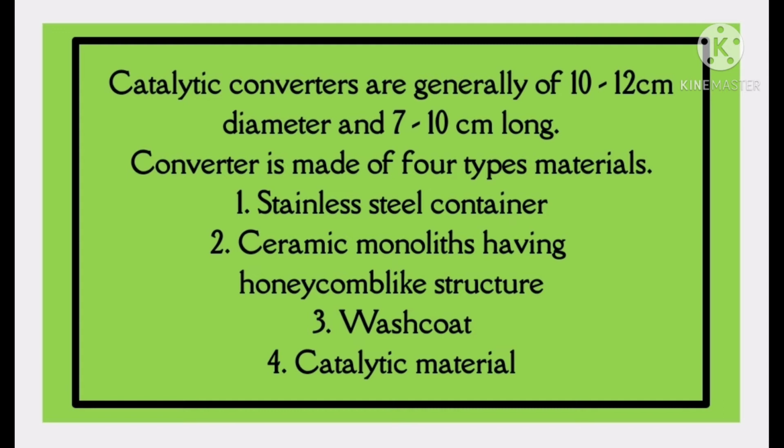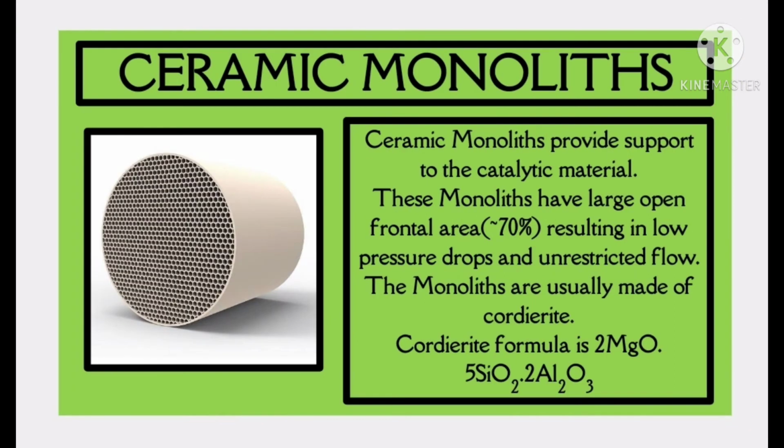First one is the stainless steel container. Second one is ceramic monoliths having a honeycomb-like structure. Third one is the washcoat. Fourth one is the catalytic material. Ceramic monoliths provide support to the catalytic material. These monoliths have a large open frontal area, approximately 70%, and result in low pressure drops and unrestricted flow.